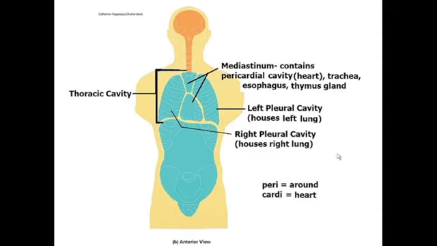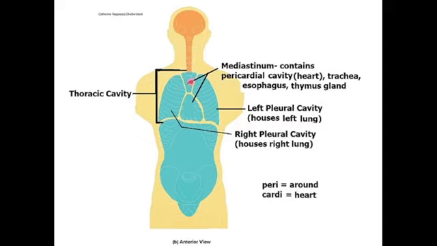So we have the ventral body cavity. This is the larger cavity that is located in the front of the body, and it contains our visceral organs. So ventral contains the visceral, and the ventral cavity is divided into two parts, which is the thoracic cavity and the abdominopelvic cavity, which are separated by the diaphragm.